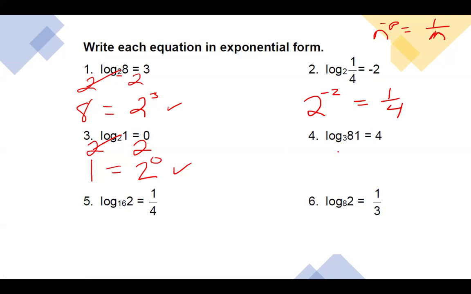If you're a person who sees the pattern, you're like, okay, my base is 3. My solution is 4. My argument is 81. So 3 to the 4th equals 81, which we already had confirmed because we wrote it at the top of our paper, correct? True statement.